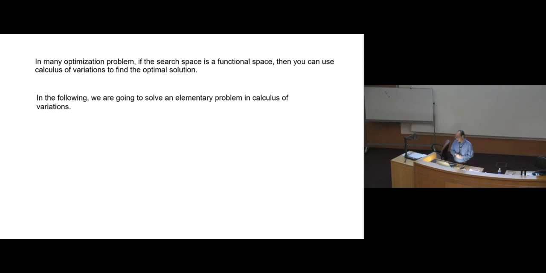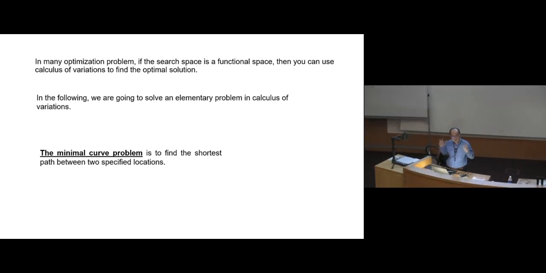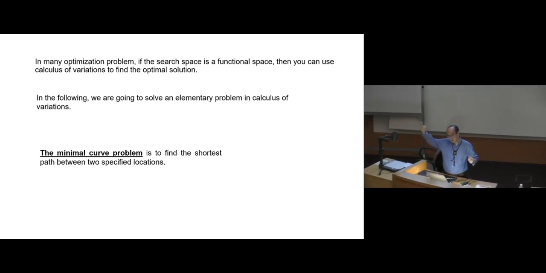In the following, we are going to solve a very elementary problem in calculus of variations, the minimum curve problem. We will try to find out the shortest path between 2 points. But here is just a shortest path between 2 points. We are given 2 distinct points, A and B.